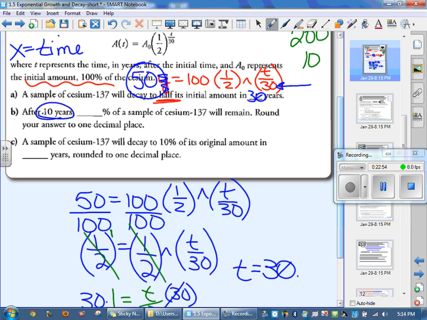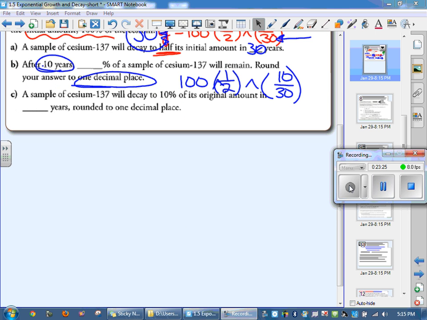So you're going to type in your calculator 100 times (1/2) exponent (10 over 30). Yes, the brackets are necessary because there's fractions. The 1/2 has to be in brackets, and so does the other exponent, 10 over 30. Okay, type that in, push pause now, push play when you're ready to continue. Okay, hopefully you've noticed that your answer is going to be 79.4. So after 10 years, 79.4% is still left over.